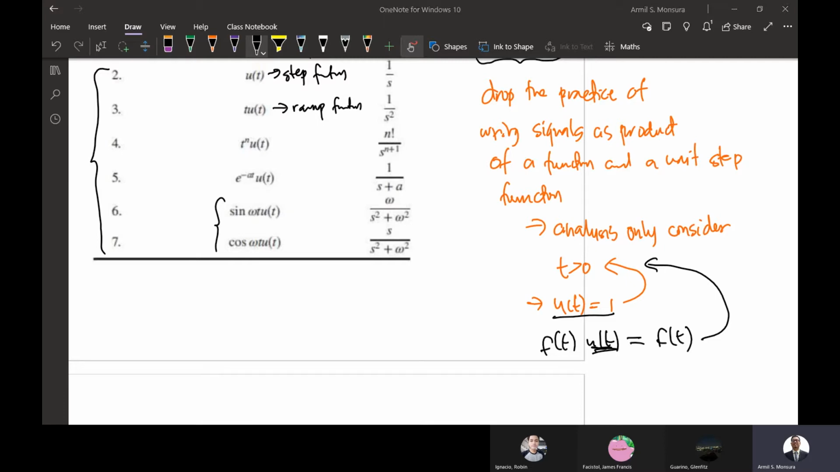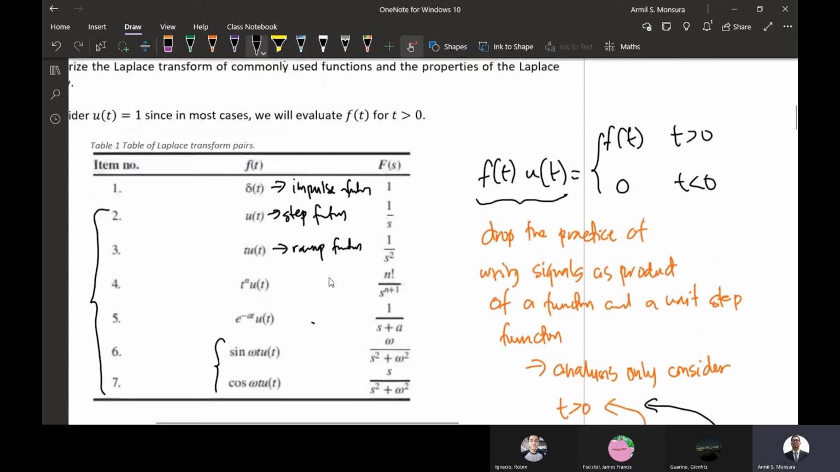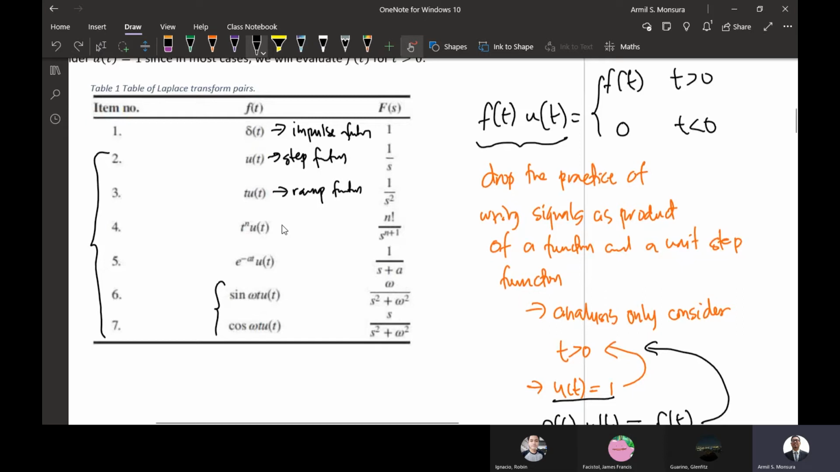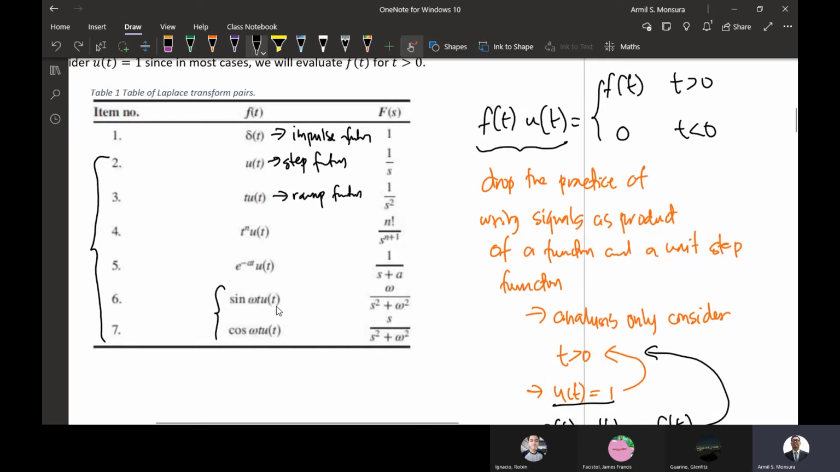So we simply write, okay? We simply write yung function natin as f of t na lang. So ganoon din dito sa table na to. Okay? Instead of actually writing everything in terms of u of t, pwede niyong i-gawing 1. Okay? For example, itong u of t na to, instead of having it as u of t, you can say that that is 1 only.